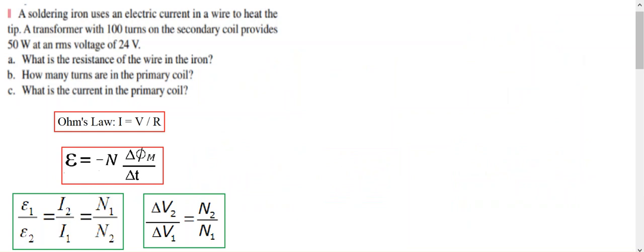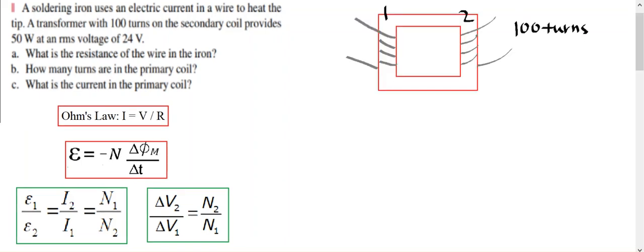So the problem says that a soldering iron uses an electric current in a wire to heat a tip. The transformer with 100 turns on the secondary coil provides 50 watts at an RMS voltage of 24 volts. So let's start by giving ourselves a picture. Okay, so part A asks, what is the resistance of the wire in the iron? Simple question, we can use Ohm's law.